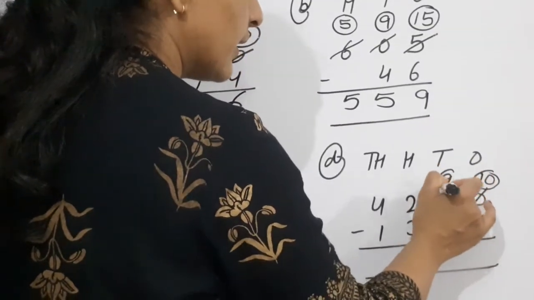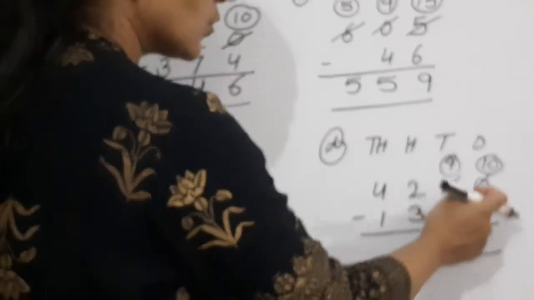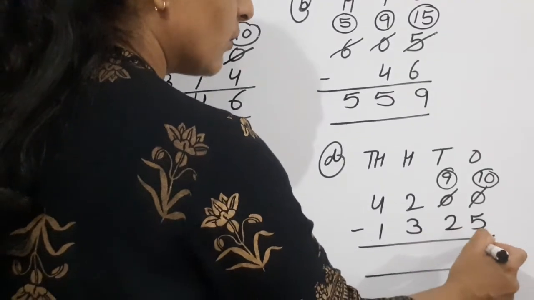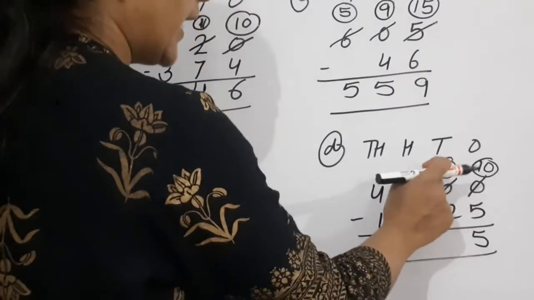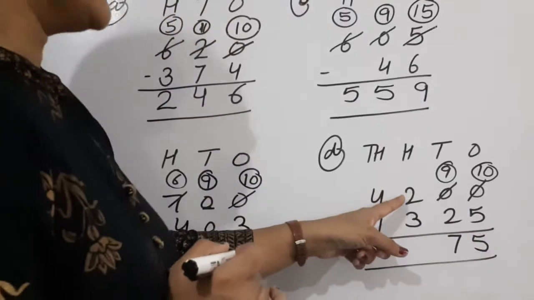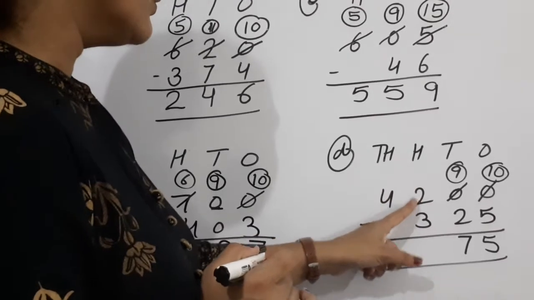Now here is 9. We take a carry from there. Now there is 1. Okay, so firstly complete this one. 10 minus 5 equals 5. 9 minus 2 equals 7. Now we have already taken 1 from there, so now there is 1, there is 3.